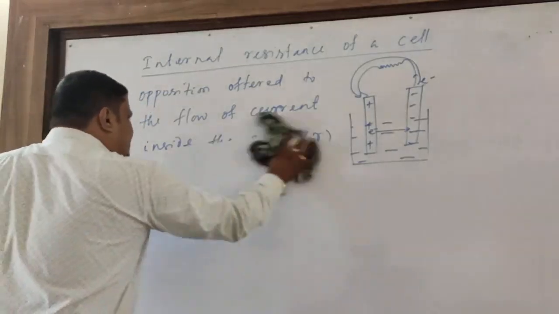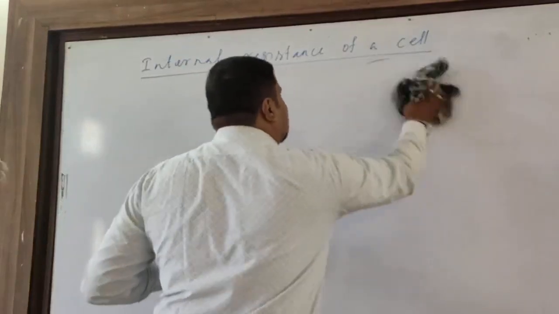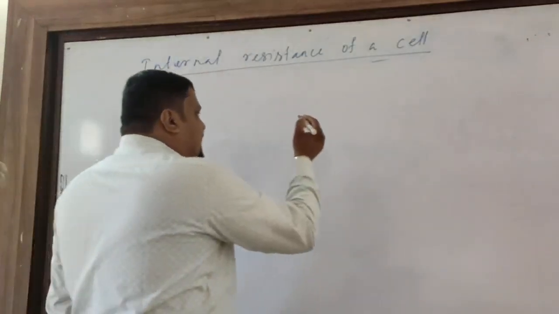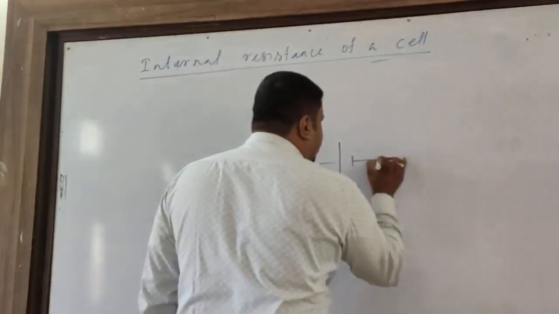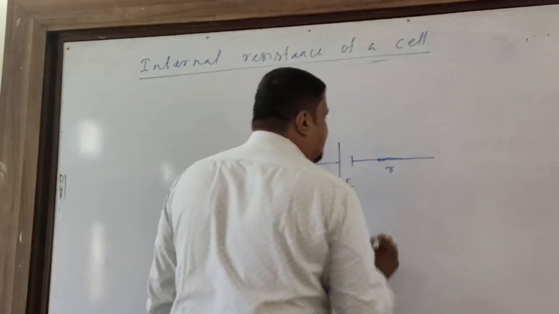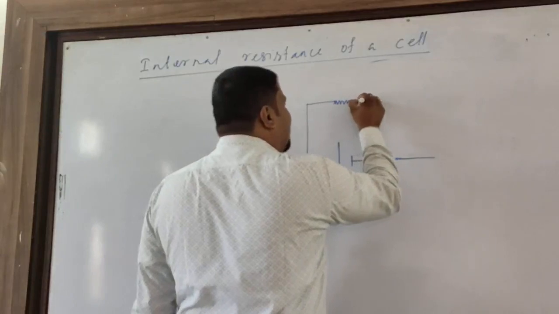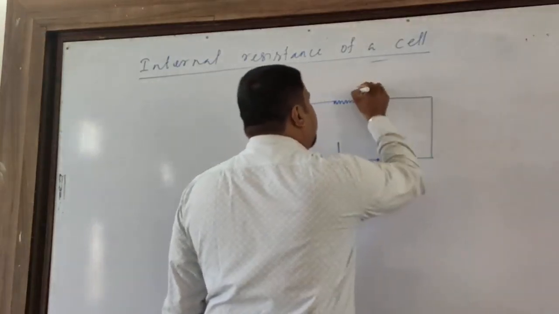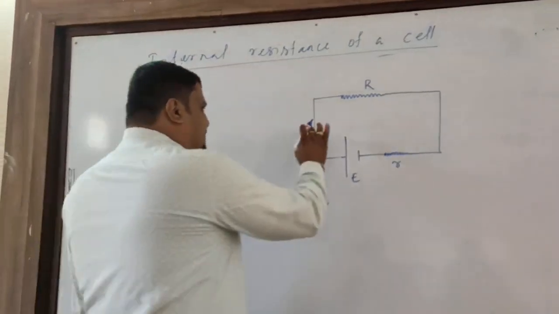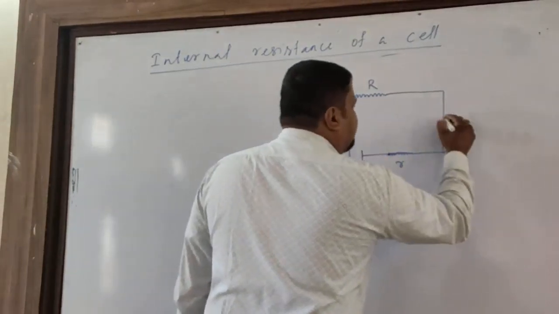Next we go to express a relation of this internal resistance in terms of EMF. Let me draw a figure. A circuit is there with EMF E and internal resistance r, that is my cell. It is connected to an external resistance R. Suppose there is a key.